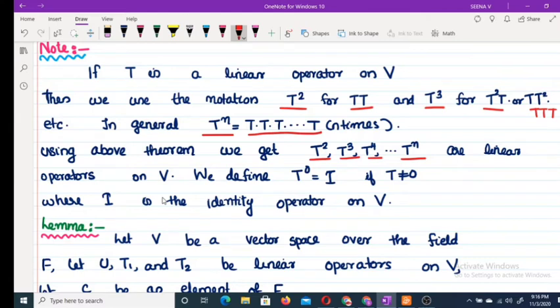And we can define T raised to 0 equal to I. If T is not equal to 0, we define T raised to 0 as the identity transformation or identity operator on V. That is, I of alpha equal to alpha.